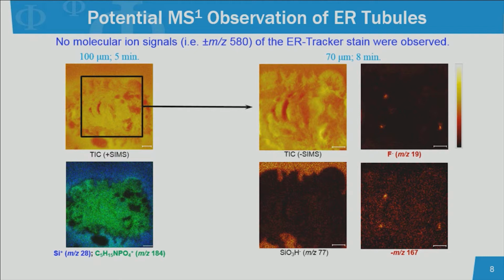We were looking specifically for the molecular ion of the ER tracker, and in the positive ion polarity, we didn't see the molecular ion. So we switched to negative ion polarity. Again, we did not see the molecular ion, but what we noticed is a high abundance of fluorine signal that was highly localized. And we also noticed a fragment, this is MS1 data here, at a mass-to-charge ratio of 167, and we really had no good idea of what that fragment might be.